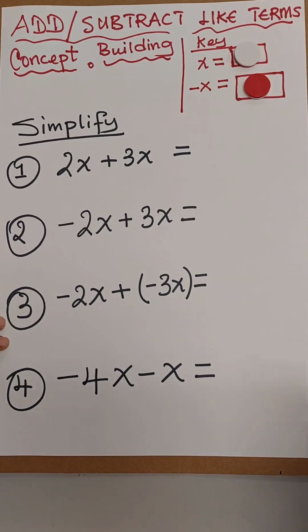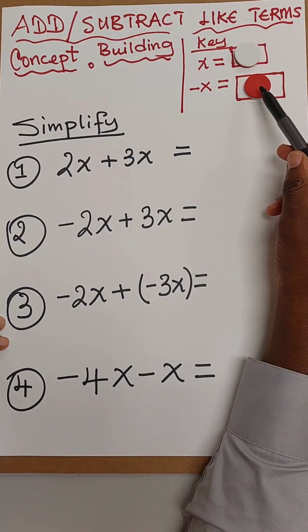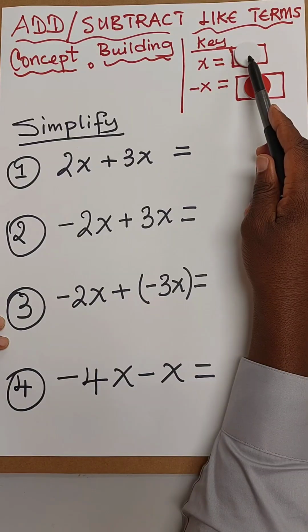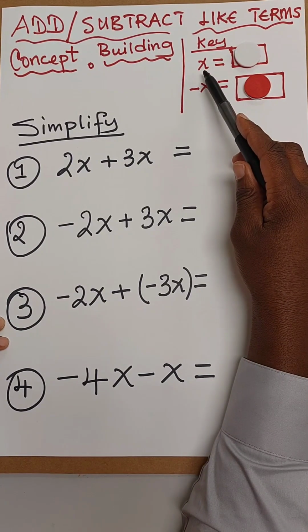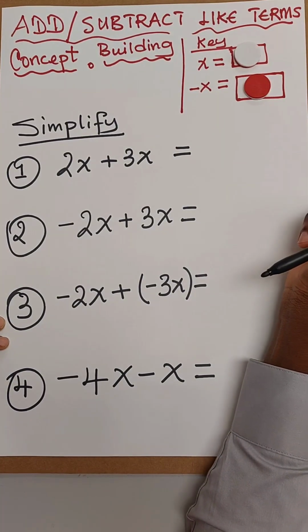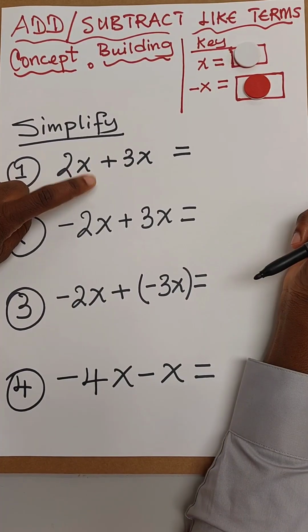So, we are going to use manipulatives, and this red chip represents a negative x variable. This white chip represents a positive x variable. So our first problem says 2x plus 3x.